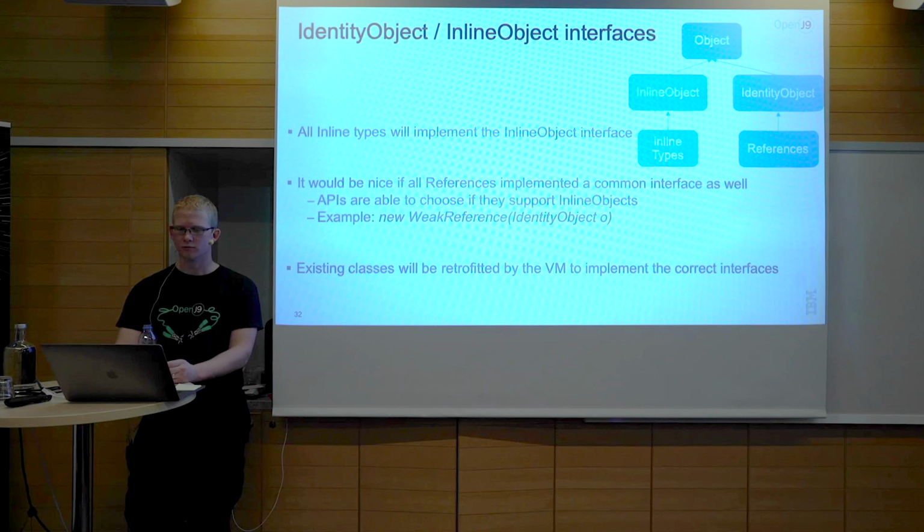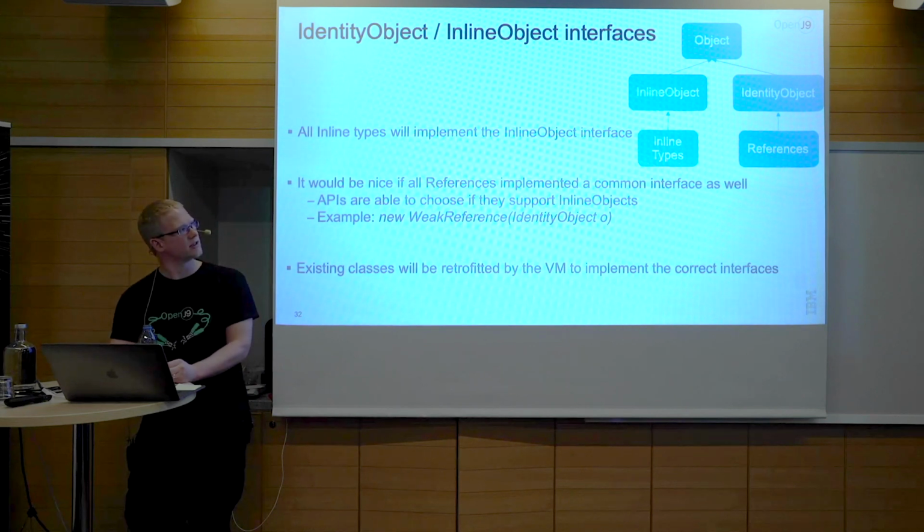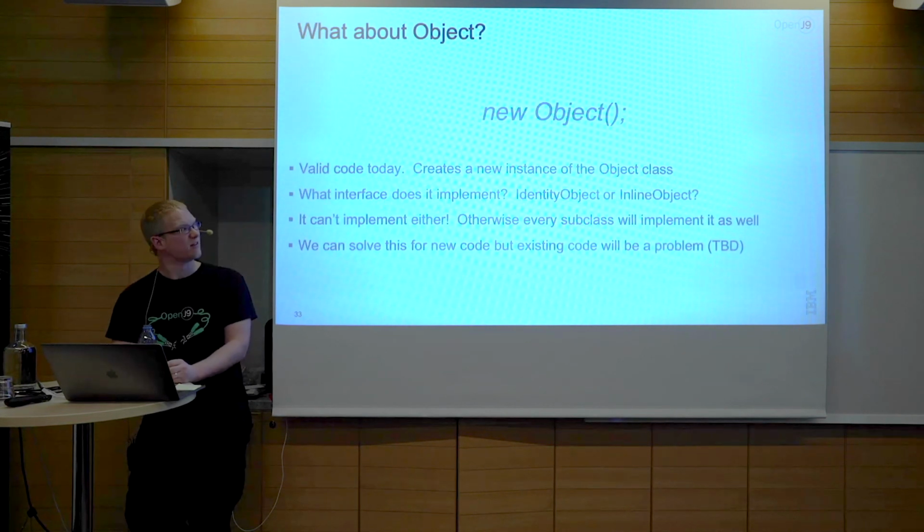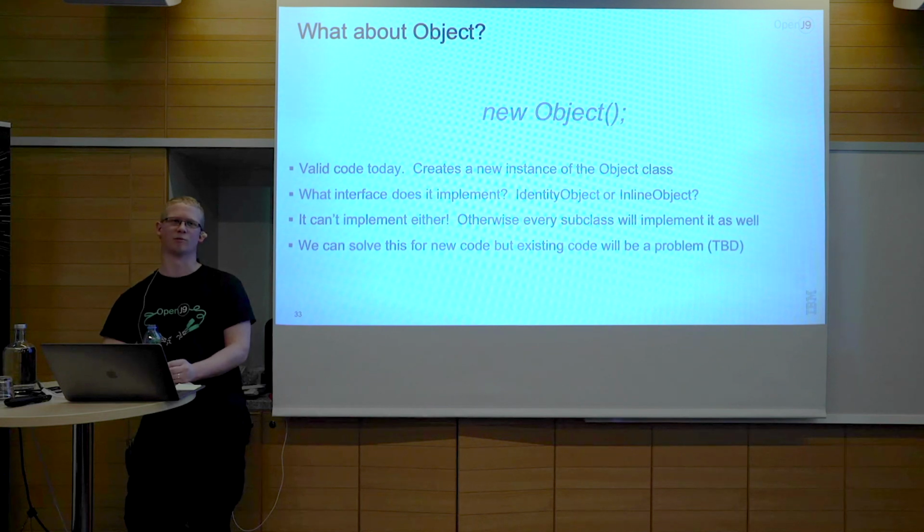But that does leave out one particular class. We looked at this and we said, look, every subclass of object is going to be an inline object, or it's going to be an identity object. But this code is actually legal. People typically do this when they want some unique object to lock on or to share as a common lock. But what does that implement? If you want it to have a lock, you need it to implement identity object. But if object implements identity object, then everyone implements identity object. And so we're kind of stuck here.